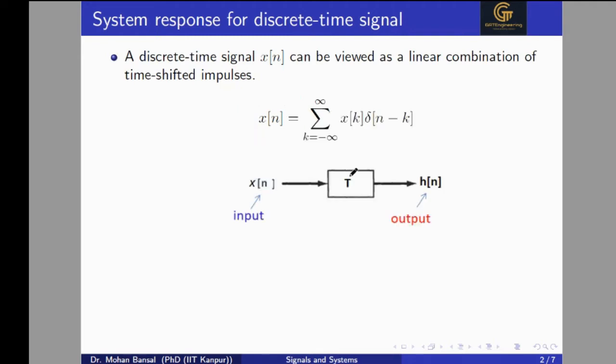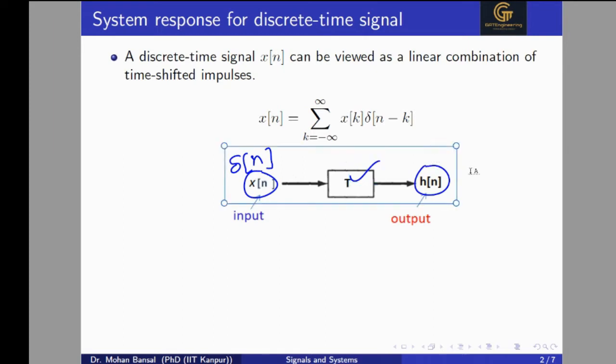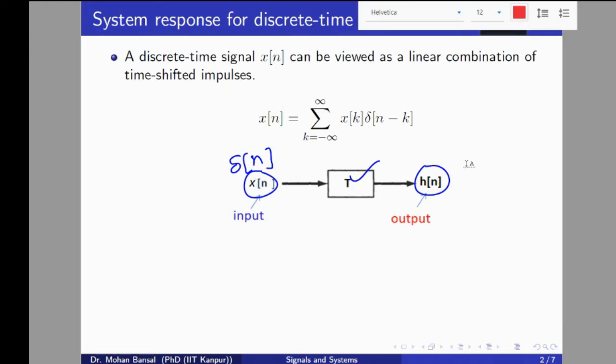Now, here T is our system that is transforming the input signal to the output signal. Here we assume the input signal is the impulse signal, that is delta[n]. When we give an impulse signal to the system, we get the output h[n], which is nothing but the impulse response. h[n] is the impulse response when the input is the impulse signal.